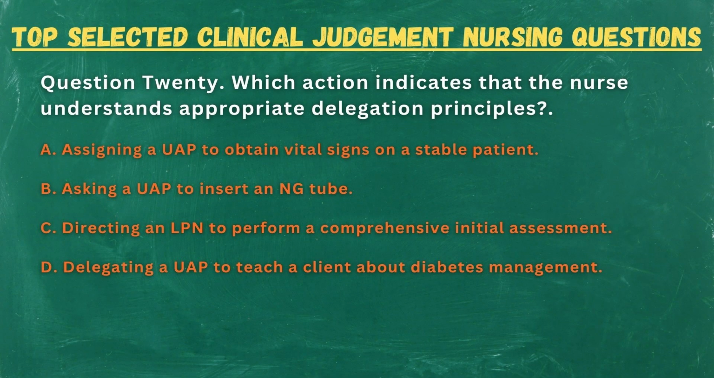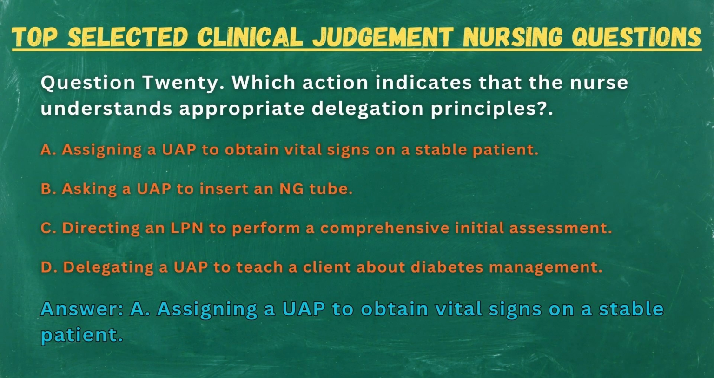Question 20. Which action indicates that the nurse understands appropriate delegation principles? A. Assigning a UAP to obtain vital signs on a stable patient. B. Asking a UAP to insert an NG tube. C. Directing an LPN to perform a comprehensive initial assessment. D. Delegating a UAP to teach a client about diabetes management. Answer: A. Assigning a UAP to obtain vital signs on a stable patient.